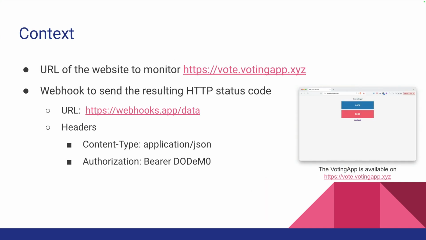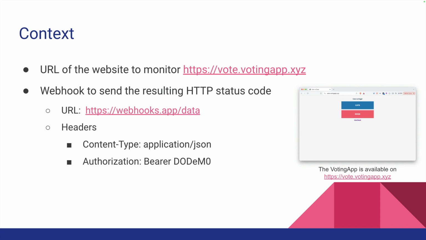In our example, we will consider the URL vote.votingapp.xyz. This is the website we want to monitor. Also, we will make sure the status code returned is sent to the webhook, whose URL is webhooks.app/data, using the headers content type application JSON and authorization header with the demo bearer token demo.